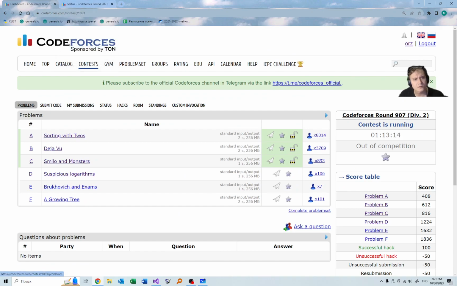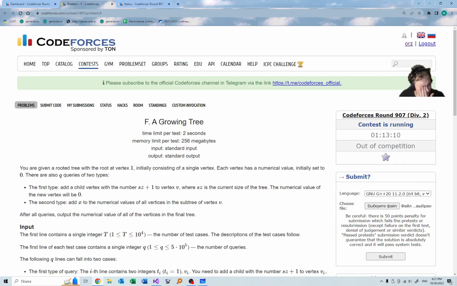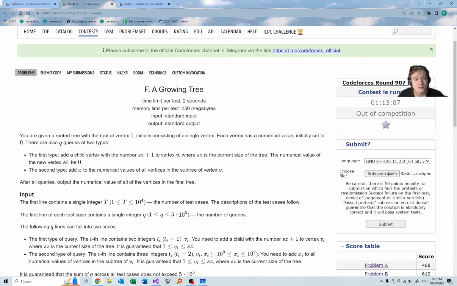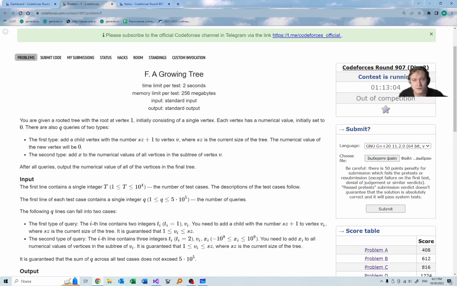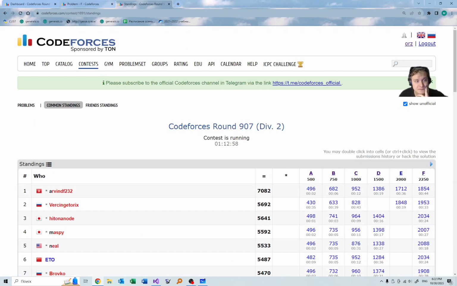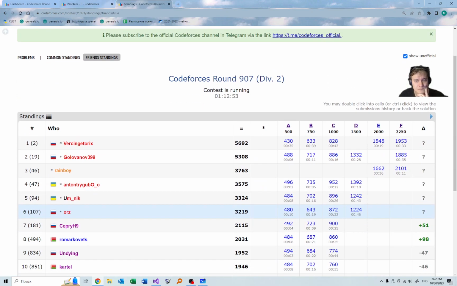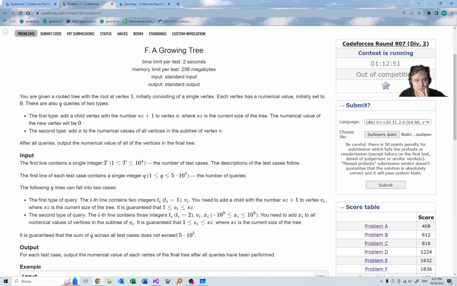Ah, problem F seems to be much easier than E. So we will solve problem F. We are given a rooted tree. Each vertex has a numerical value. There are operations of two types. Add a children vertex with the number SZ plus 1 to vertex V. The numerical value of the new vertex will be 0.